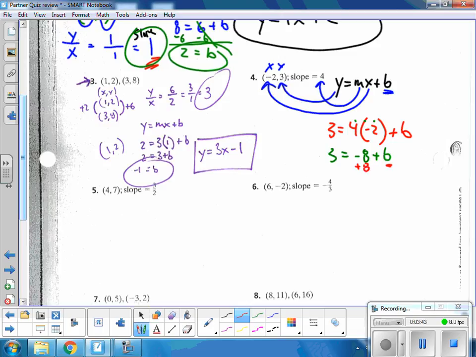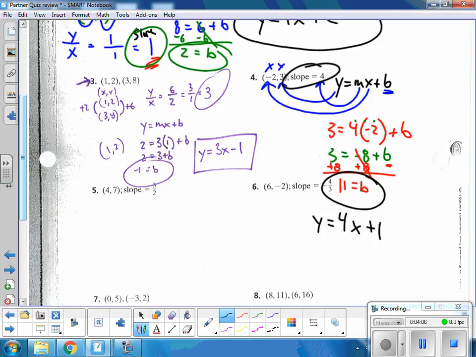And how you undo it is the opposite of what you see. So I'm undoing a negative 8, or undoing a subtracting 8. Those end up going away, and I'm left with b equals 3 plus 8. It's 11. So now I do have the pieces I need. I need my slope, and I need my y-intercept, so I can now write my equation. Y equals my slope, which is 4x plus 11, and that is my equation when I'm given the point negative 2, 3 with a slope of 4.